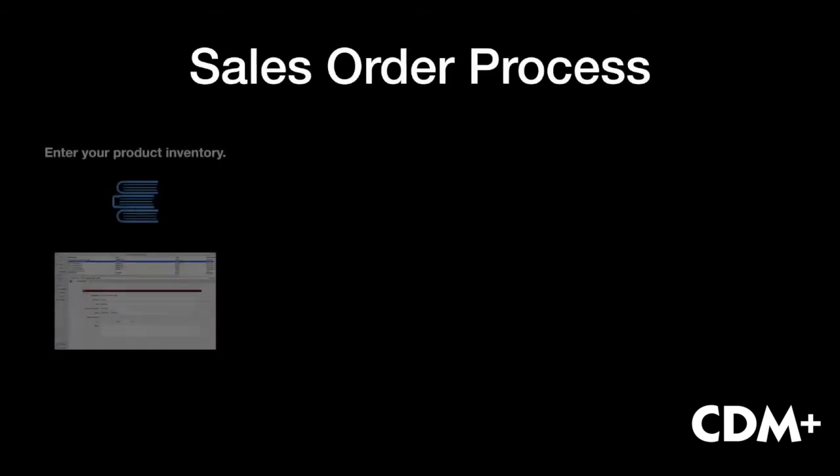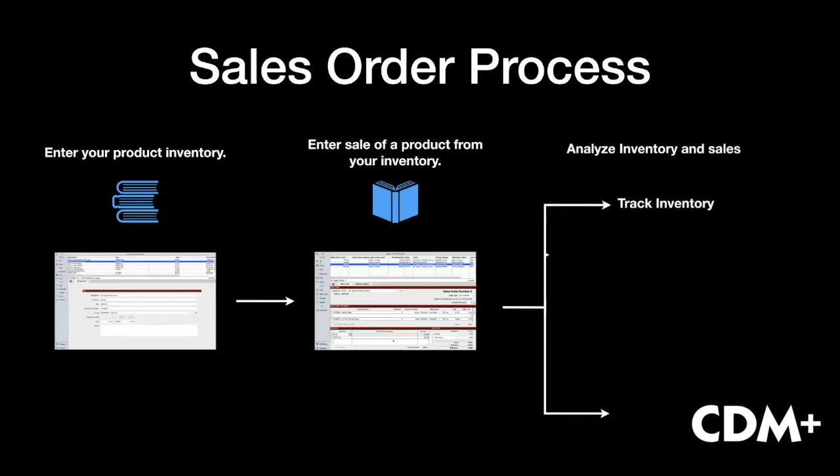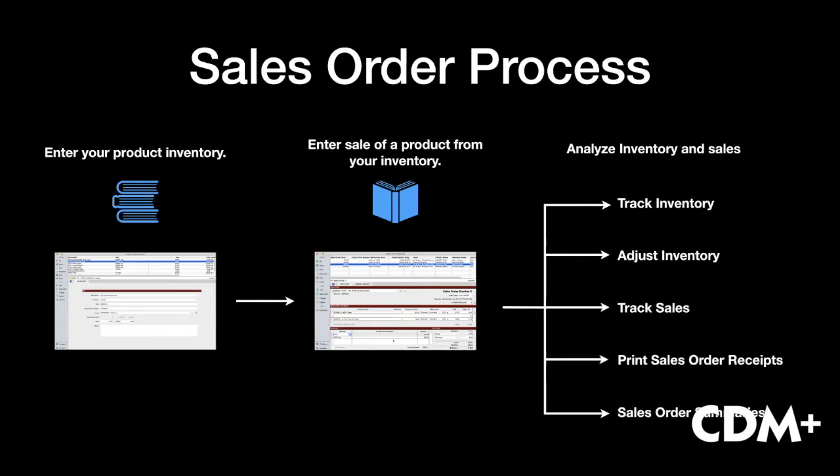So the sales order process is a very simple process. It's enter in your product inventory. Then once you have your inventory entered, you enter the sale of a product from that inventory. And then you can analyze your inventory and the sales. So you can track your inventory, you can print sales orders, print sales order receipts, sales order summaries, inventory lists, all kinds of different things.